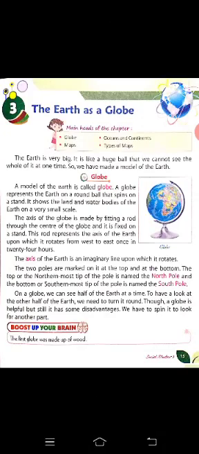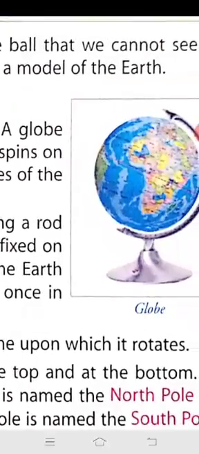Now dear students, oceans and continents. If we carefully observe the globe, we find that some areas are colored blue. If you look at the globe here, I'll show it once again. Let's zoom in. Some areas are colored blue, while some parts are colored differently. The blue color shows the water bodies on the earth, dear students.